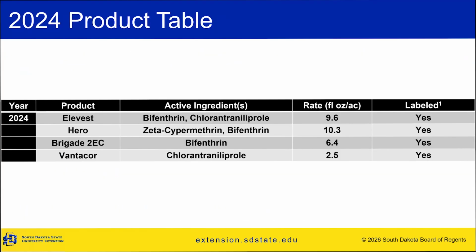So here are our 4 insecticide treatments that are labeled for Dectes stem borer. The first is Alavist. That is a combination of bifenthrin and chlorantraniliprole. The next is Hero, which is a combination of zeta-cypermethrin and bifenthrin. Brigade 2EC, which is just bifenthrin, and then Vantacor, which is just chlorantraniliprole. Before we get started, I do want to mention that the chlorantraniliprole, in Vantacor and Alavist, is a newer chemistry, and it's a little bit more expensive per acre. That's going to come in when we're talking about some of the economics.